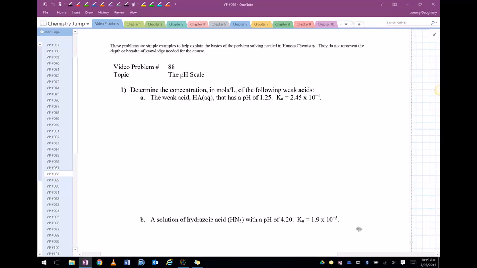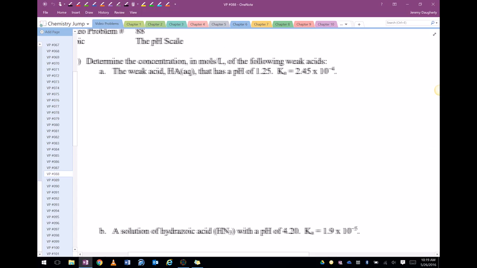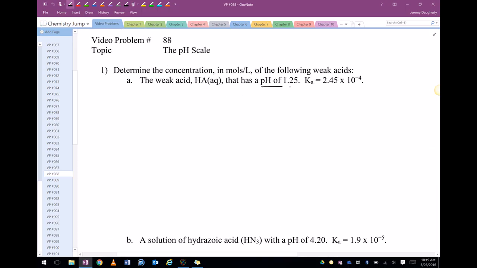Determine the concentration in moles per liter of the following weak acids. This is video problem 88. Still working on the pH scale here, just some more pH problems that you might see. So we're given a pH, and we're asked to find what's the concentration of this HA.